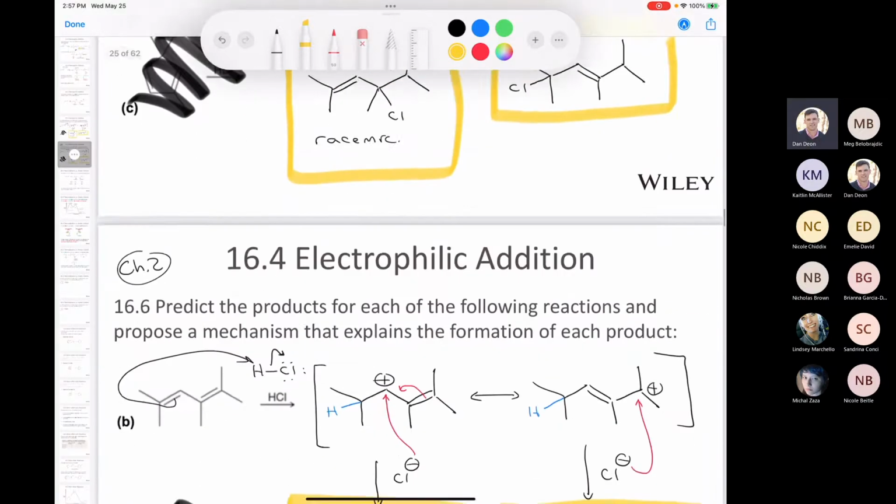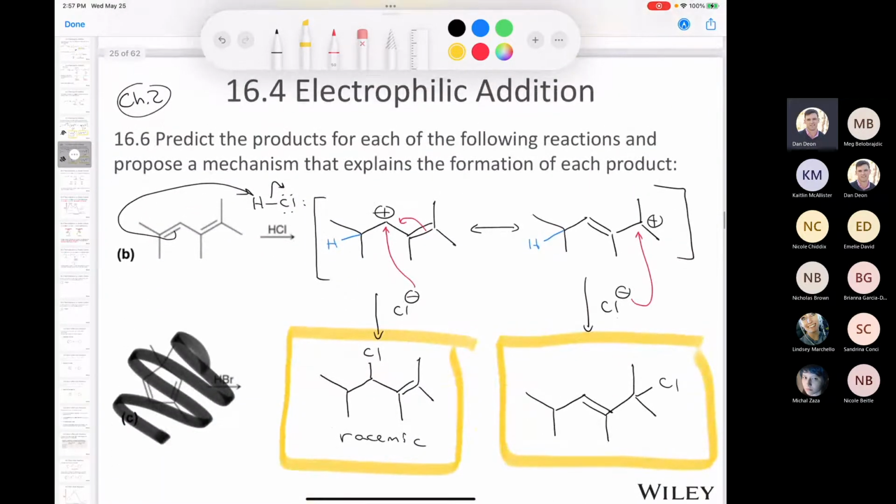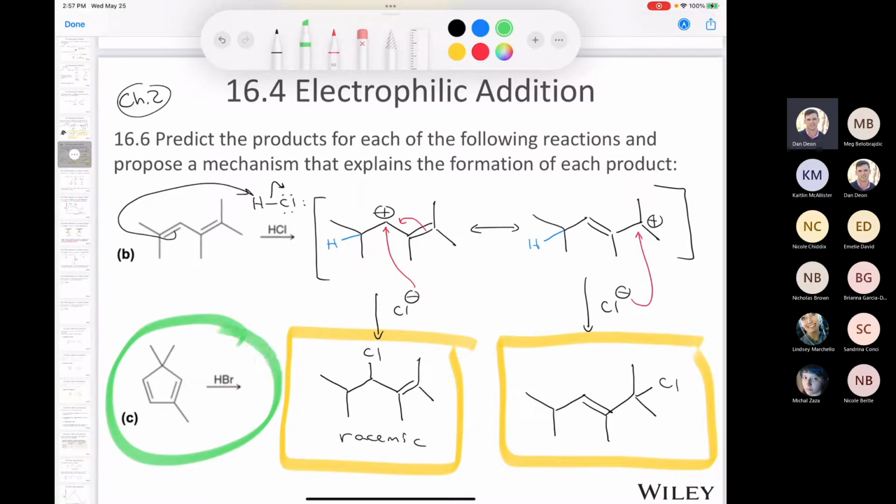So what we're going to do is we're not going to answer this question right away. Question 16.6b. I'm going to give you some time to work on that in our next break, and then we'll come back and we'll try that problem.